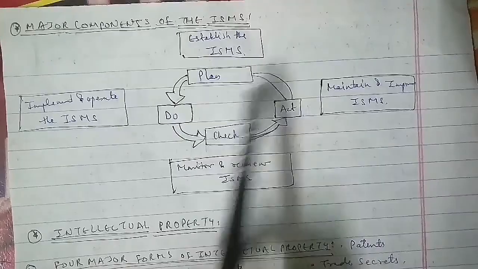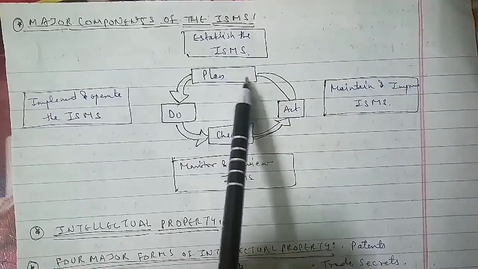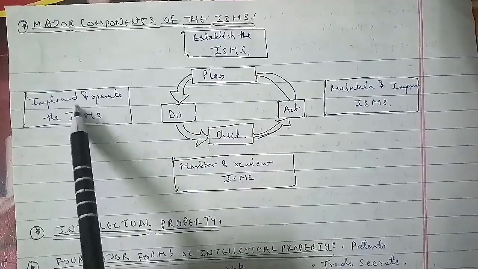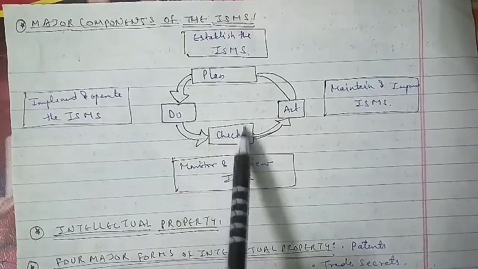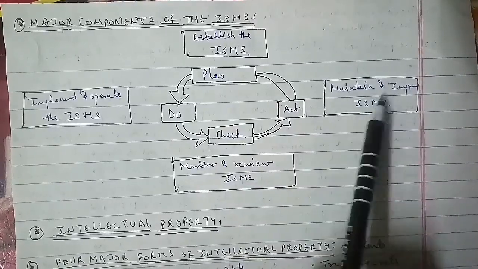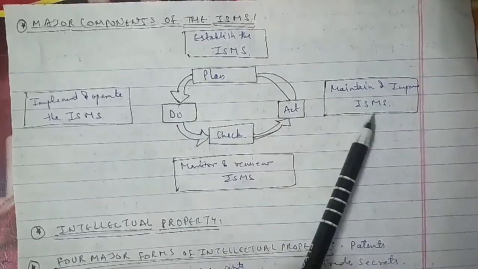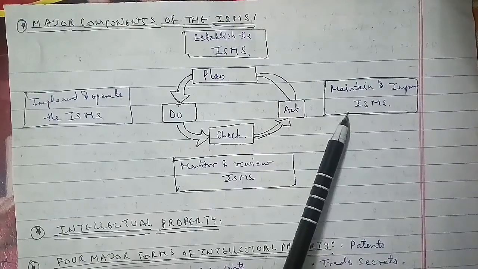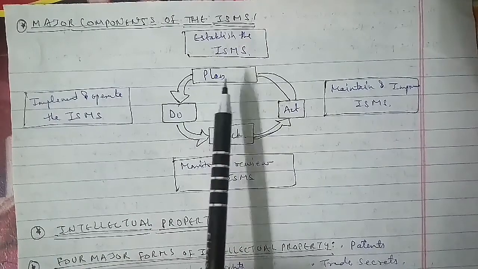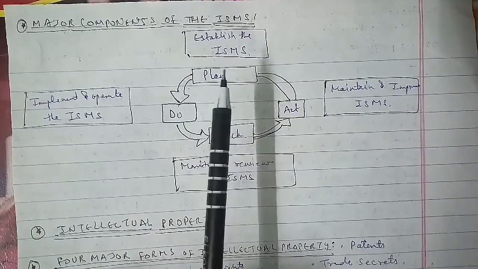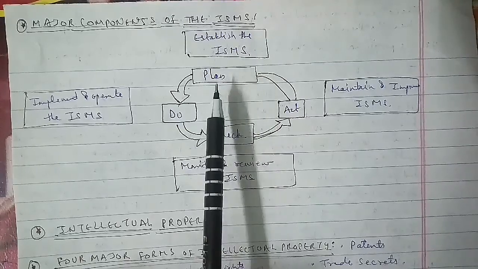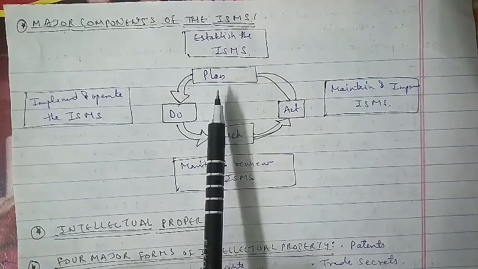Now we'll discuss some of the details here, and that is related to the main objectives and the scope of the IT Act 2000. The main objective and scope of the IT Act 2000 is to grant legal recognition for the transactions carried out by means of electronic data interchange and other means of electronic communication, commonly referred to as electronic commerce, in place of paper-based methods of communication.